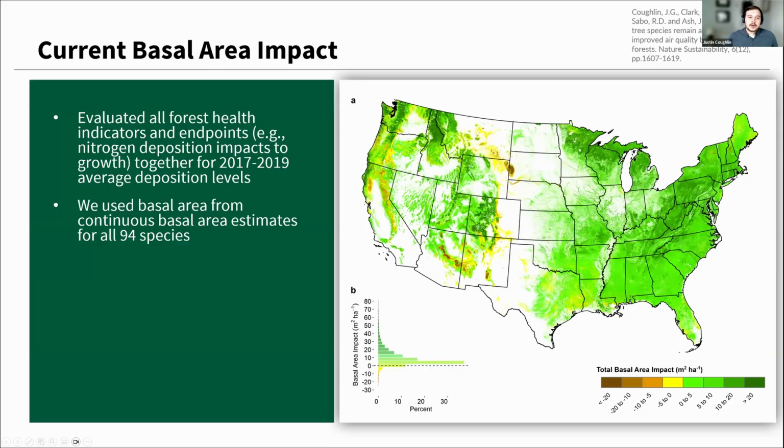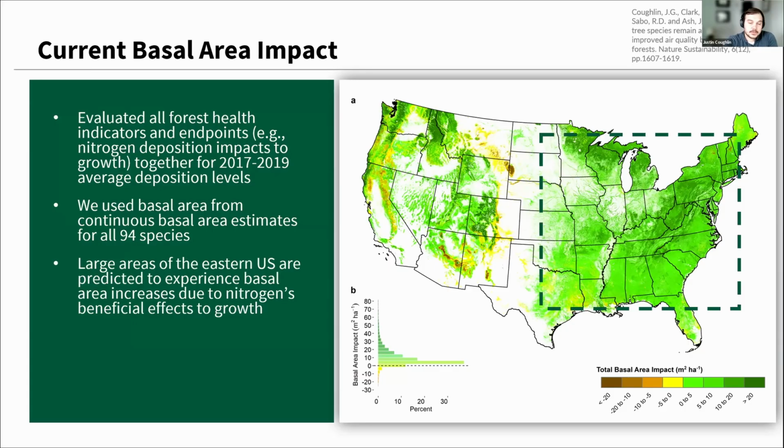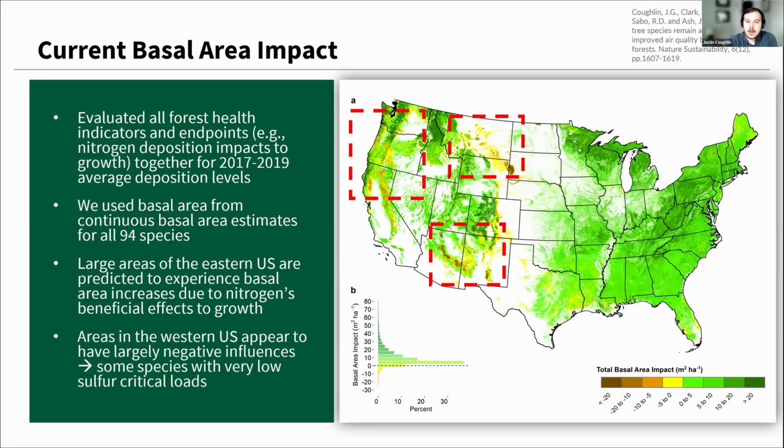The last result I'll talk about here is we folded all those forest health indicators into one figure to look at the total basal area impact for 2017 through 2019, average nitrogen and sulfur deposition. So here, we're actually using actual basal area estimates to look at where we're seeing basal area increases due to nitrogen and sulfur and where we're seeing decreases. So in the eastern US, we're seeing predictions for large increases in basal area due to the beneficial effect of nitrogen on growth. Whereas in the Western US, we see these largely negative impacts.